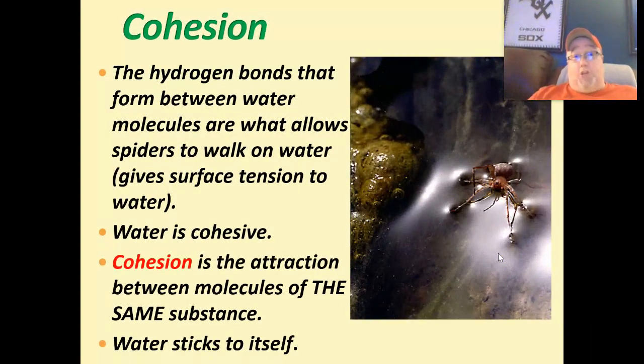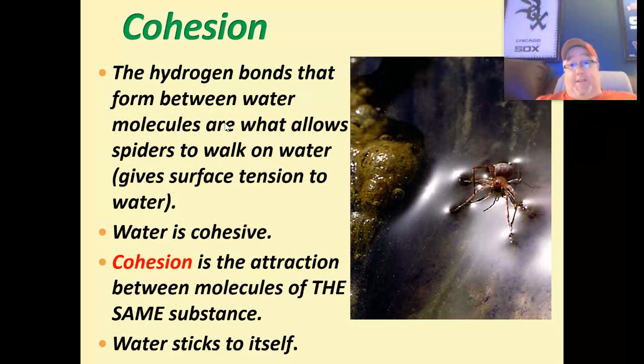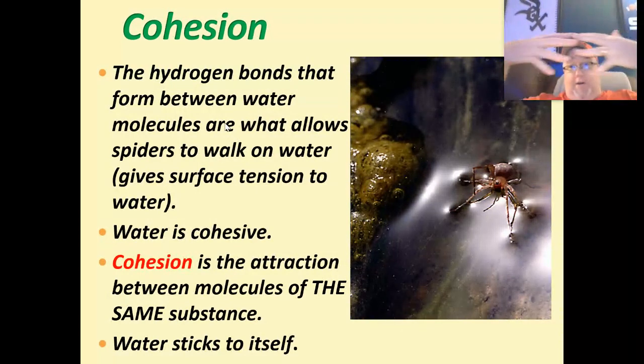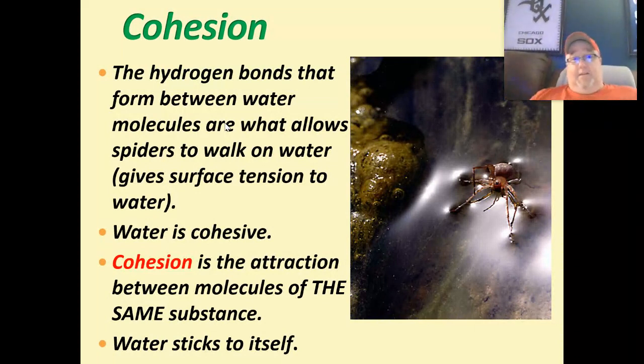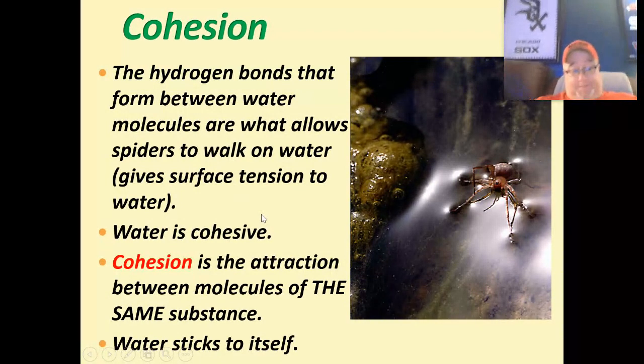The first one is called cohesion. Cohesion basically means that water sticks to itself, right? Because again, we've got those water molecules that are attracted to each other. So this cohesiveness is what gives water that property of surface tension. Again, the reason why a spider can walk on water is because the spider doesn't break that surface tension. It doesn't break that cohesiveness of those water molecules.